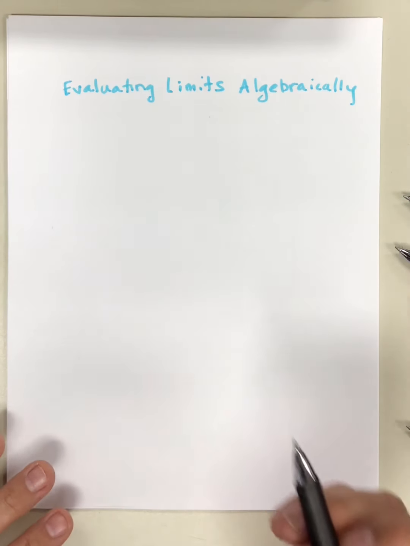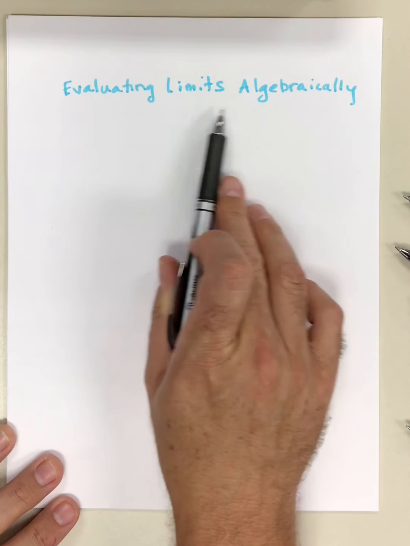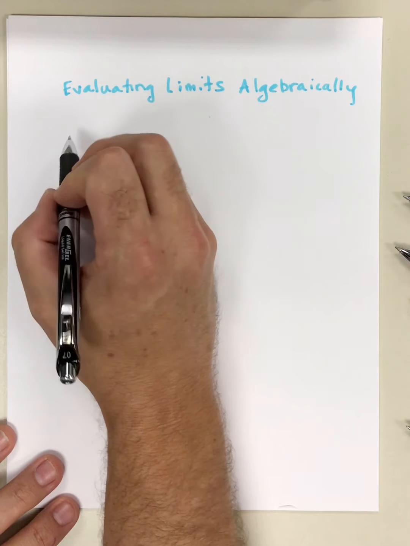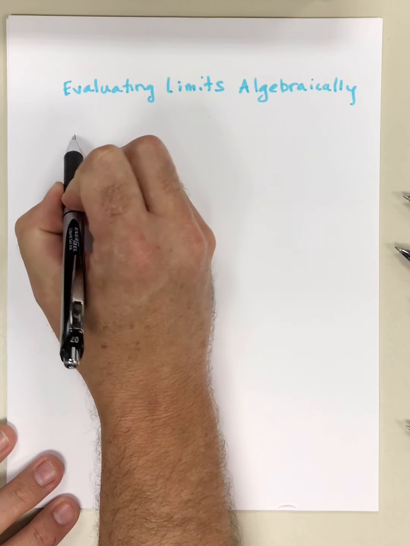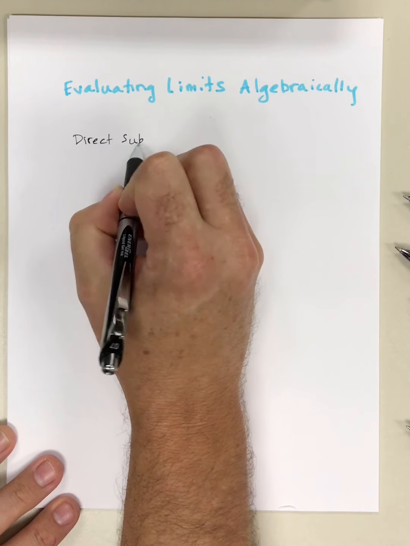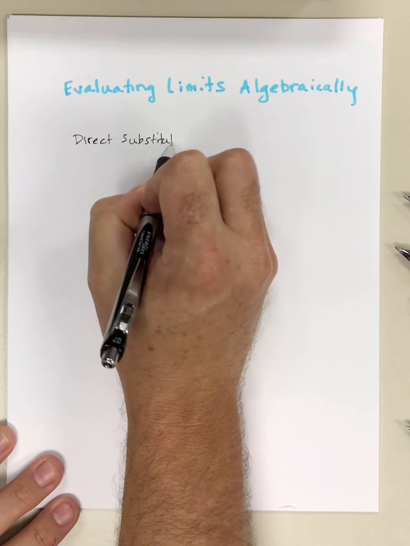Hello, welcome back. Today we're going to look at evaluating limits algebraically. And let's start off with a little review of the idea of direct substitution for evaluating limits that we talked about last time we were together.